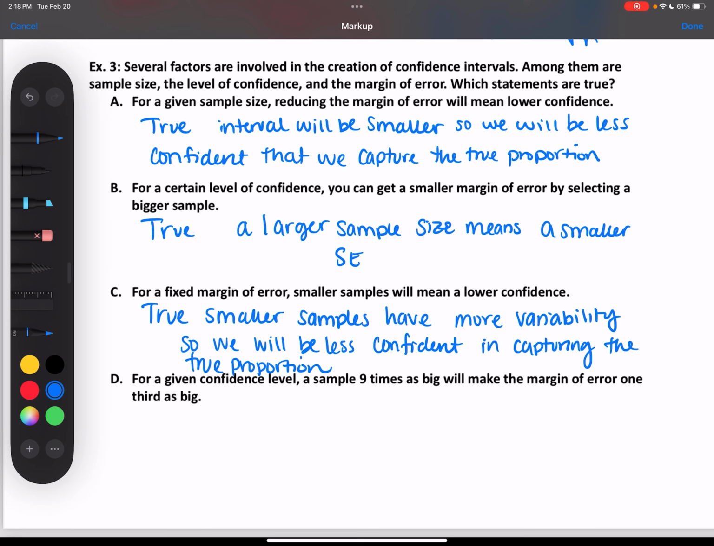All right, so let's look. So the square root of p hat q hat over n. And if we make our sample size 9 times as big, I would have the square root of p hat q hat over 9n, which, because I'm taking the square root, means I could take the 9 out to give me 1/3 times the square root of p hat q hat over n, which is obviously part of margin of error. It's times z star, but that 1/3 there tells me that it would be true.